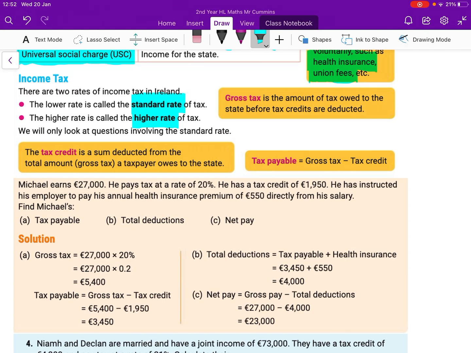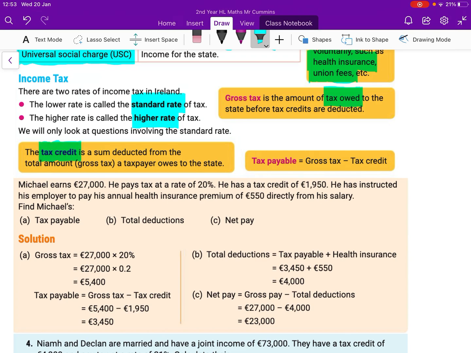So when we're talking about tax, tax is taken out of your gross pay. But you're not worried too much about that. You're only worried about how much tax they are actually going to take before they give me my take-home pay. And that's where these come in here.